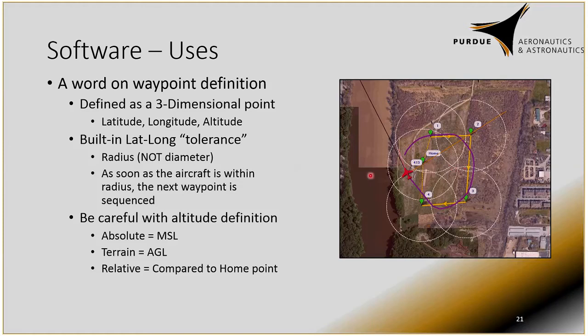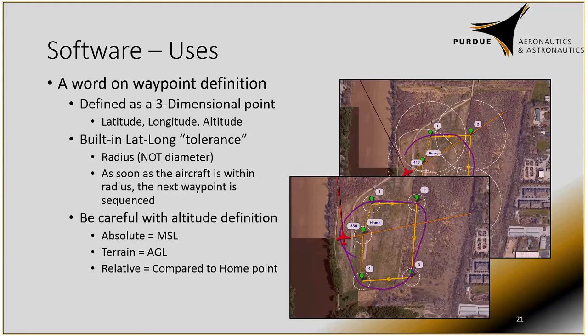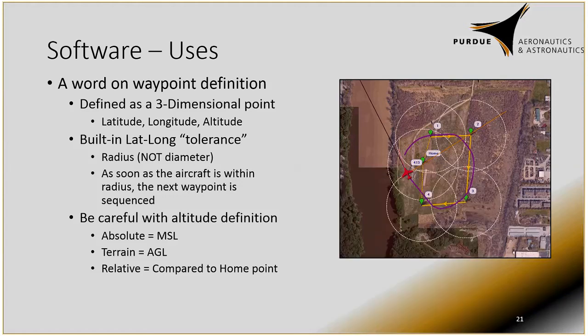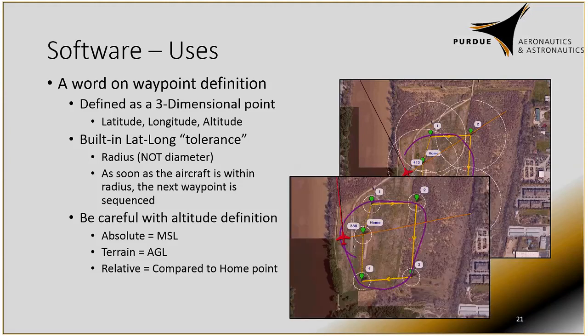And with altitude definition, there's 3 ways to define it. Absolute here is mean sea level, terrain is above ground level, and then relative is relative to your home point. Here in Indiana, relative and terrain are almost identical. Just use whichever is more correct for your mission. So there we have, on the top, a large radius waypoint for all of those. On the second picture here, we have a much smaller radius waypoint, so you can see the action of the plane as you have a smaller radius waypoint.